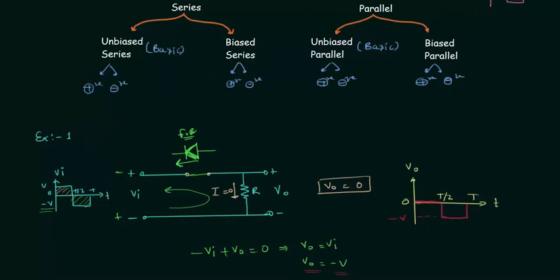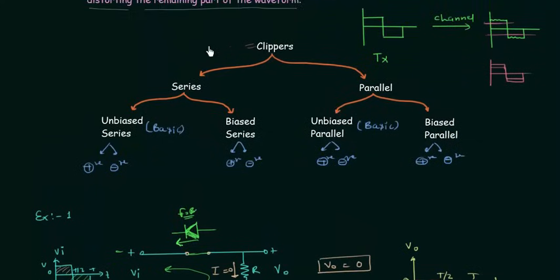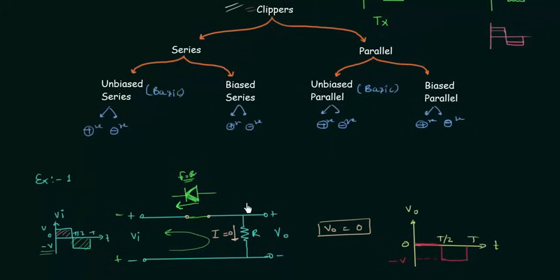And now we have to find out what type of clipper it is. We have already completed the classification of clippers, and now we will try to find out the type of clipper that we have analyzed in this example. First thing is to find out whether it is series clipper or parallel clipper. Diode is connected in series with the load resistance. You can easily check whether it is connected in series with the load resistance or not. This load resistance and this diode have the same current through them, so we can say that they are connected in series. So it is series clipper.